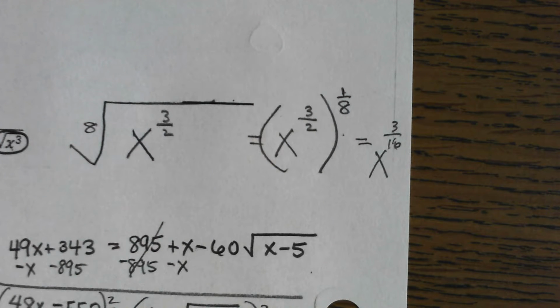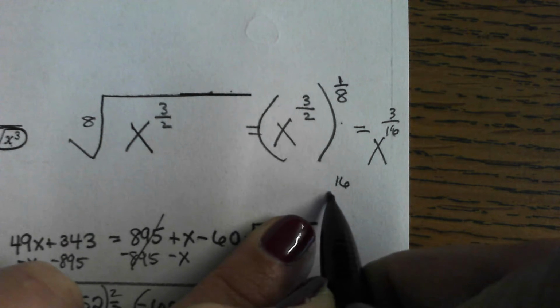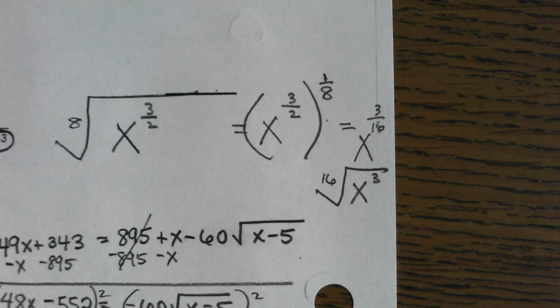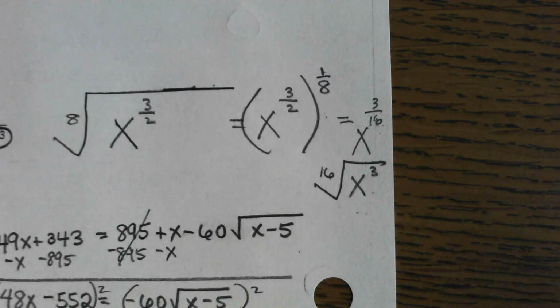If you want to go back to radical form, which this one says simplest radical form, it's the 16th root x cubed. Those are both simplest form, but one's exponential, one's radical.